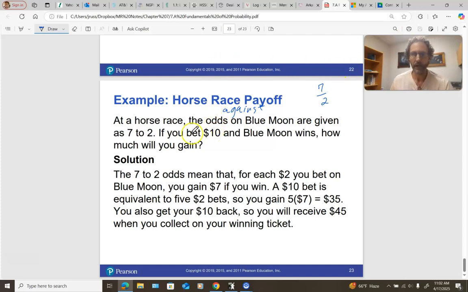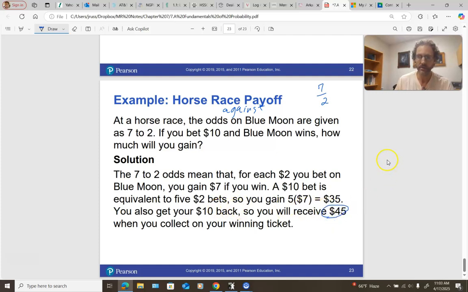So anyway, what happens here, it says if you bet $10 and Blue Moon wins, how much are you going to gain? Okay, and the solution is this. The 7 to 2 odds means that for every $2 that you bet, you're going to gain 7. So a $10 bet is equivalent to 5 $2 bets. So you would get 5 times $7, which would be $35. And then you'd get your $10 back, so you're going to receive a total of $45.